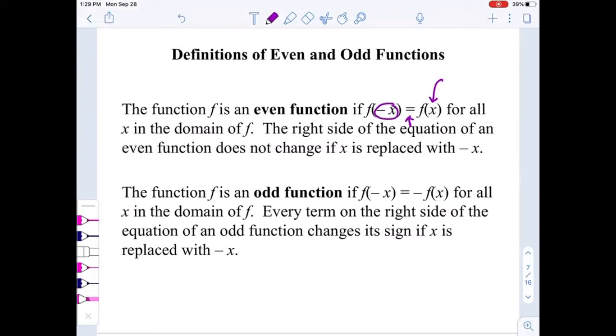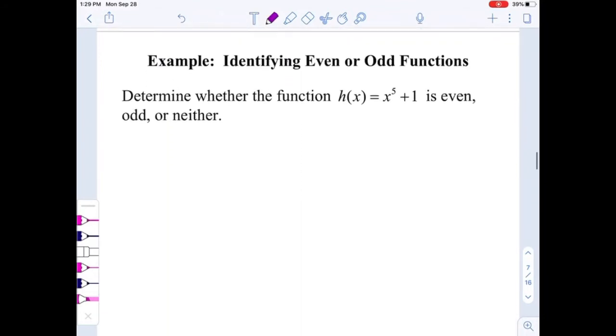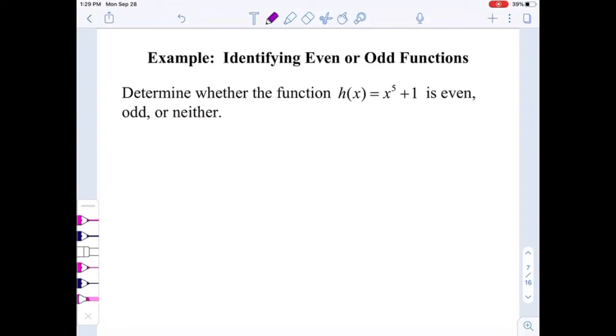It then says the function f is an odd function if the value of f of -x is equal to the opposite of that function for all x in the domain of f. Every term on the right side of the equation of an odd function changes its sign if x is replaced with -x. So let's take a look and try one. For example, identifying even or odd functions. Determine whether the function h of x is equal to x squared plus 1 is even, odd, or neither.